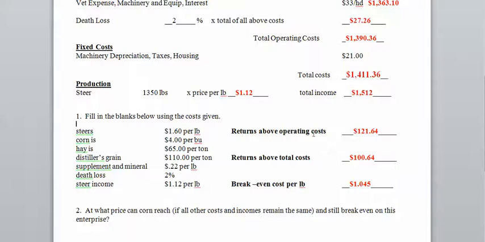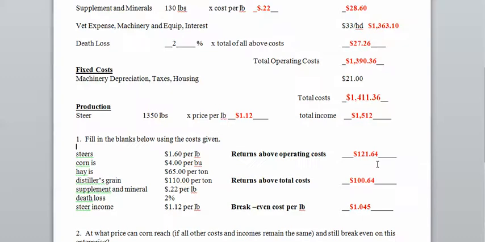So return above operating cost. Return above operating cost asks us what's our total income minus operating cost. We have to always pay our operating costs, or we're actually financially ahead if we don't produce at all. In this case, yes, we do cover our operating costs. $1,512 was our total income. Subtract our operating costs, $1,390.36, gives us a return above operating cost of $121.64.